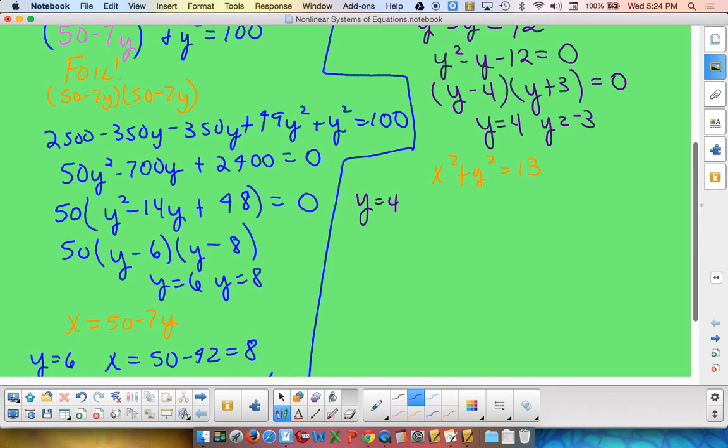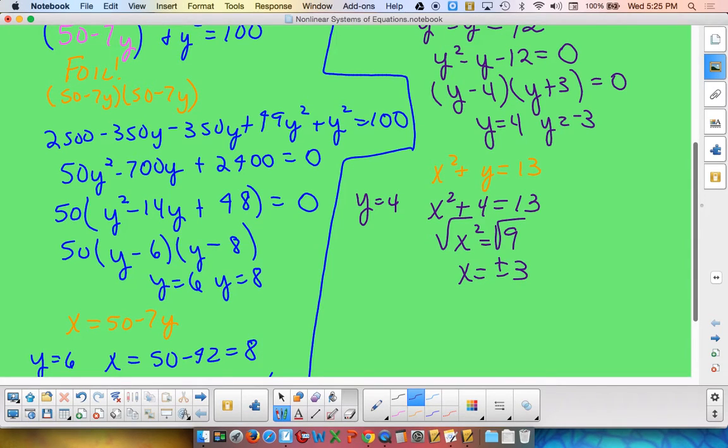I didn't copy the problem right. It's x squared plus single y, not y squared. I was going, that doesn't jive. Let's try that again. So x squared plus 4 equals 13 means, well, that's going to be a little better, huh? X squared equals 9, square root it, x equals plus or minus 3.